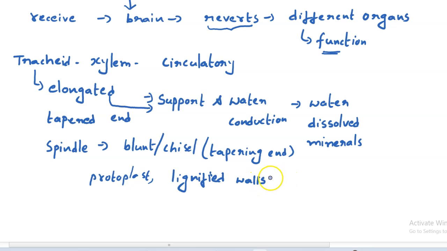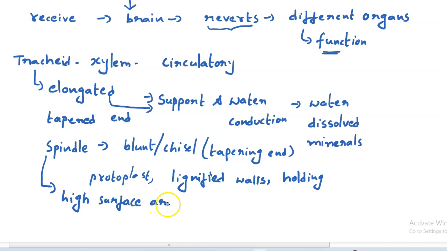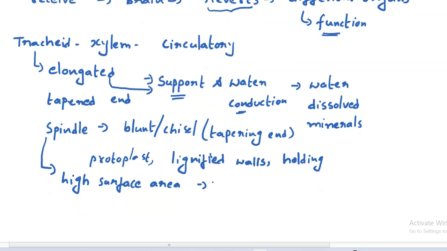They are capable of holding water against gravity, and this spindle-shaped structure gives a high surface area to volume ratio. Hence, they are able to transport water throughout the plant body. Based on its shape, it is involved in support to the plant body and water conduction. Let's consider the next example here.